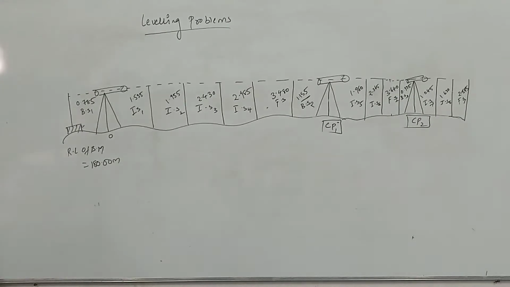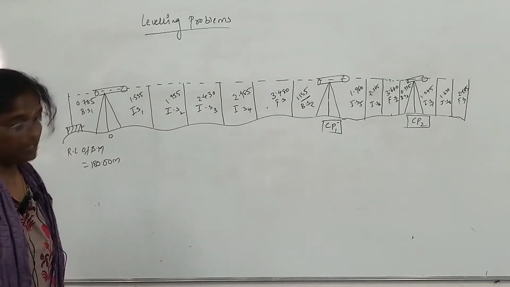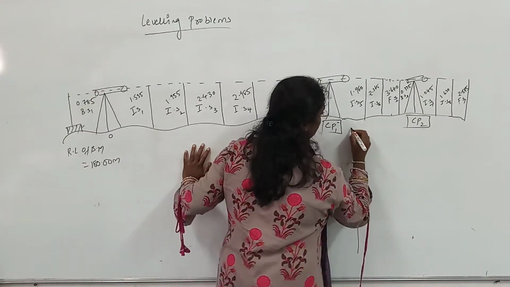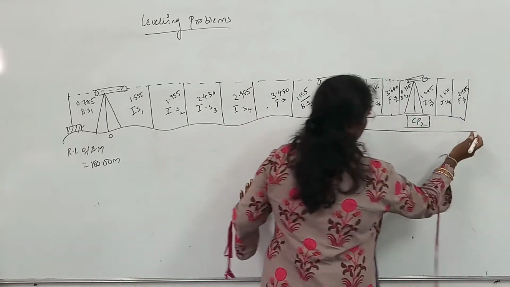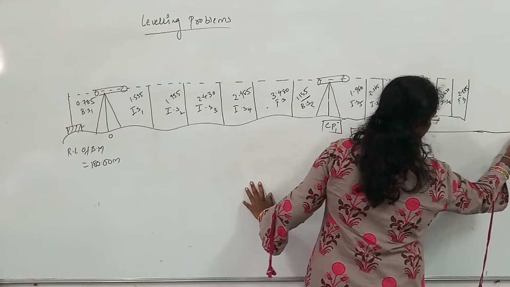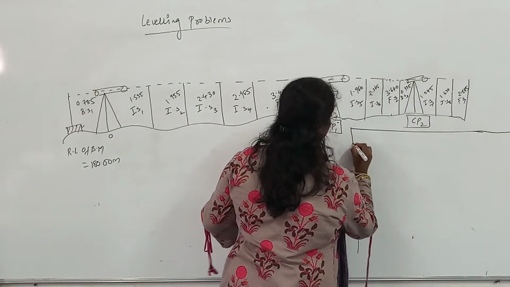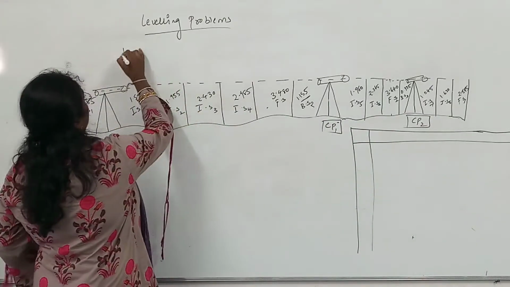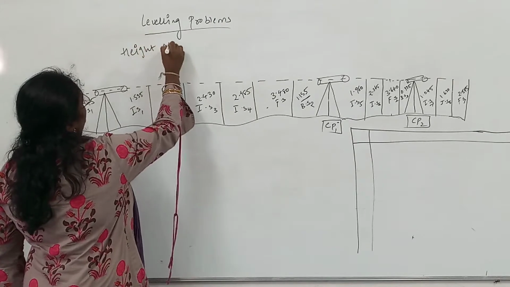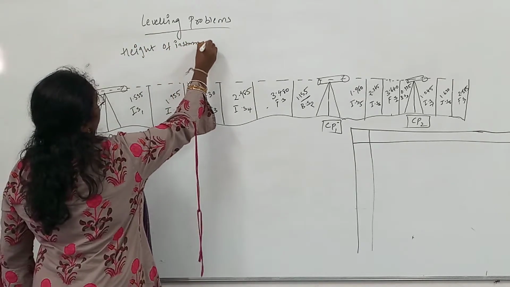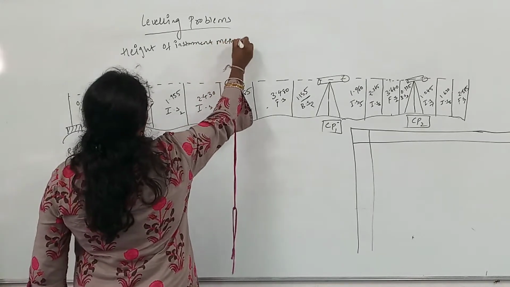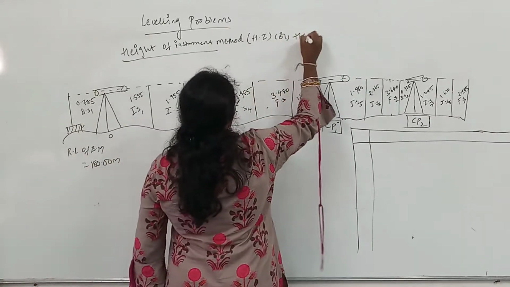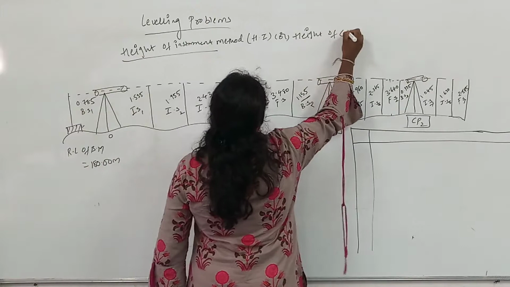We will place this in our tabular column. What will be the first tabular column? Here we are going with the height of instrument method, also known as the HI method. What is another name for this one? Height of collimation.